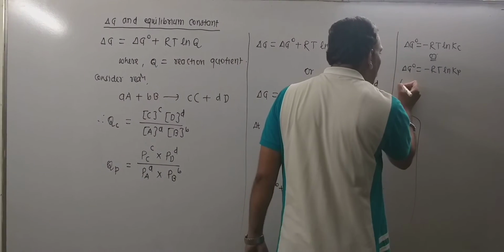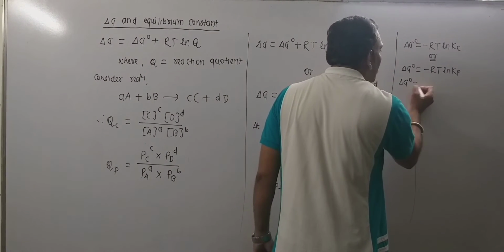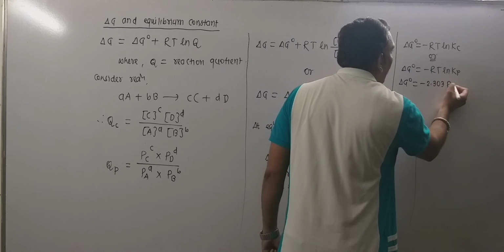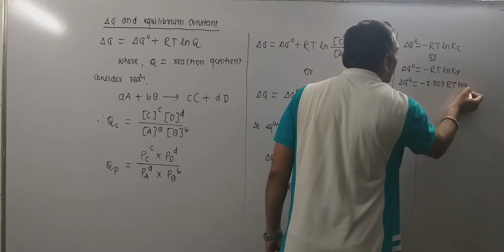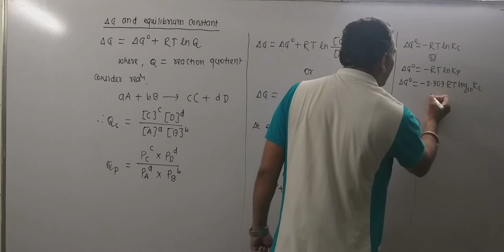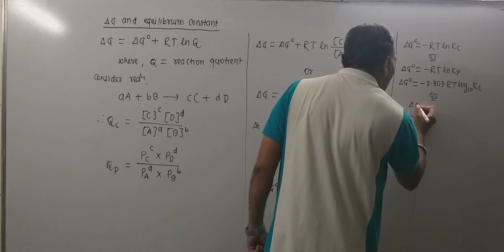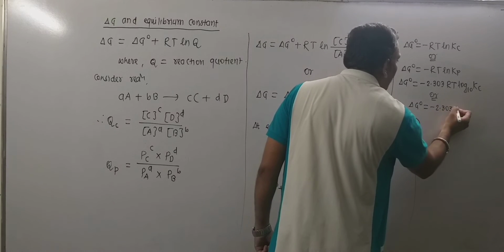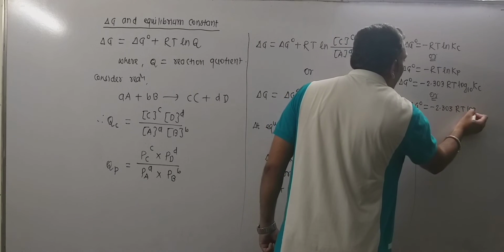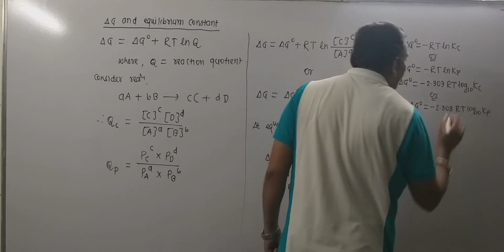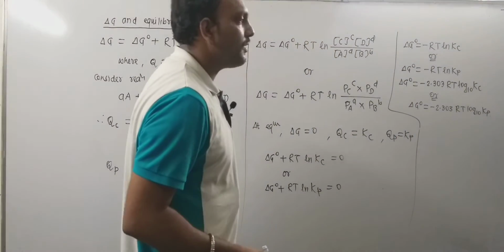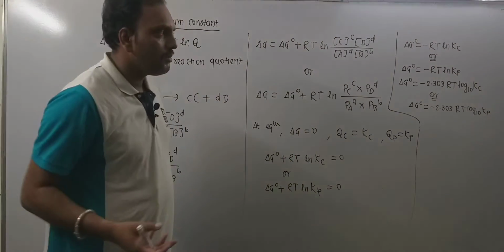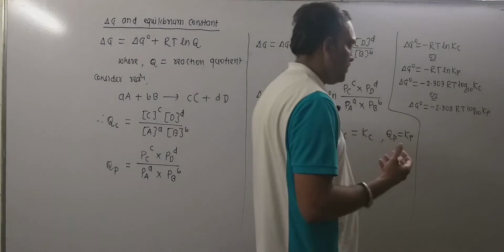Now further this can be given as delta G naught = minus 2.303 RT log base 10 Kc, or one can say delta G naught = minus 2.303 RT log base 10 Kp. So this is the relationship between the equilibrium constant and the standard Gibbs energy change.